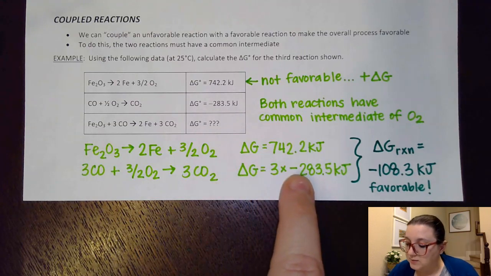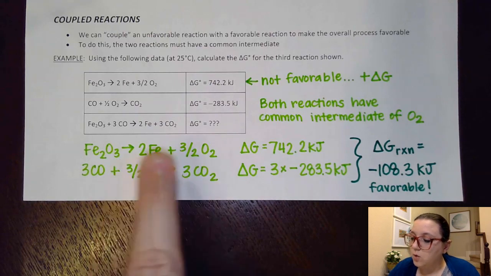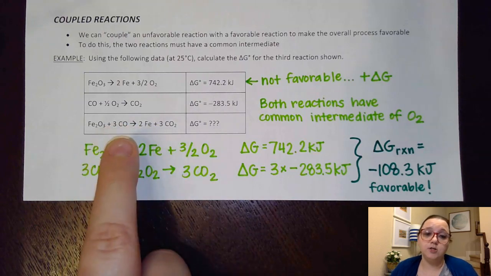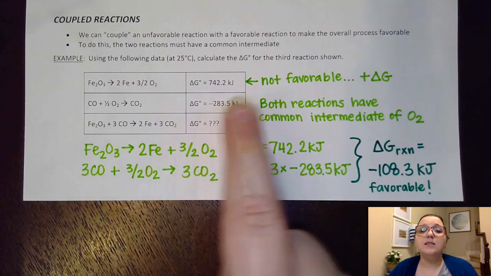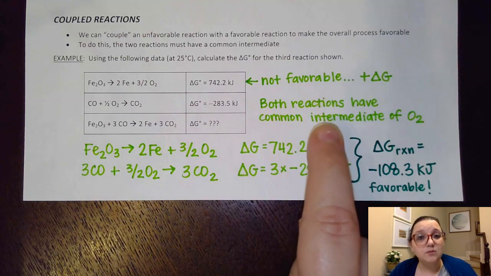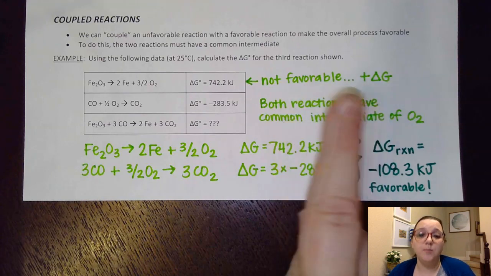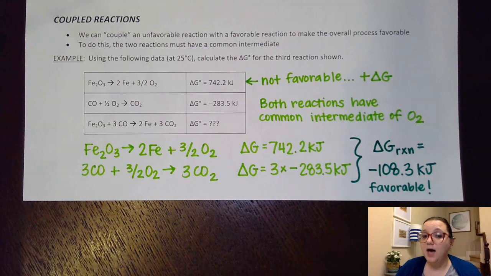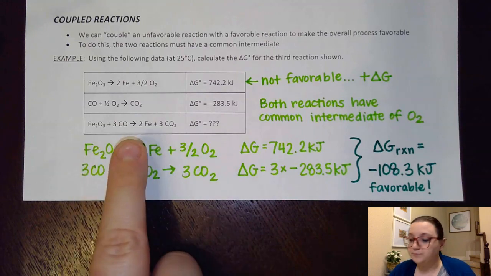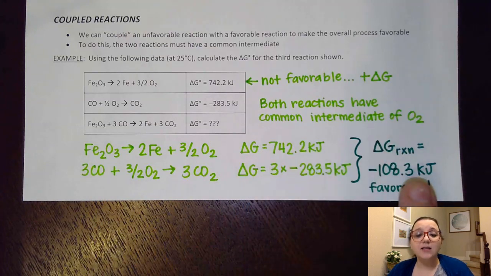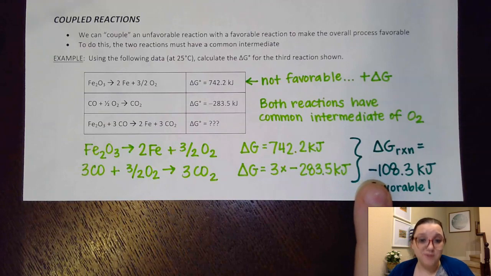And so this 3/2 O2 would cancel out on either side of the equation, so I don't end up with it in this overall equation. By the way, that 3/2 O2 is the common intermediate that both of these reactions have. To have a coupling situation, you have to have that common intermediate so that things can cancel out and give you your overall equation here. Now, once I get those delta G values, I just simply add them together, and that gets a value of negative 108.3 kilojoules, which is favorable because it has a negative delta G value.